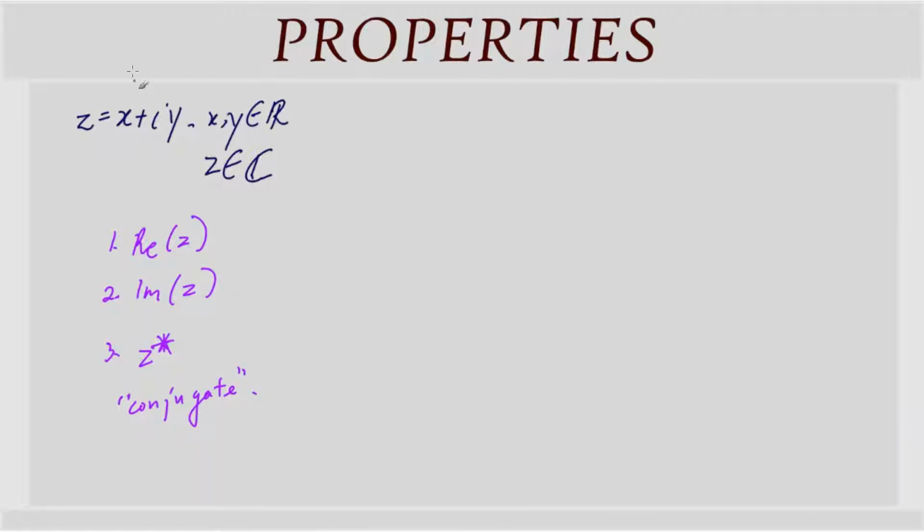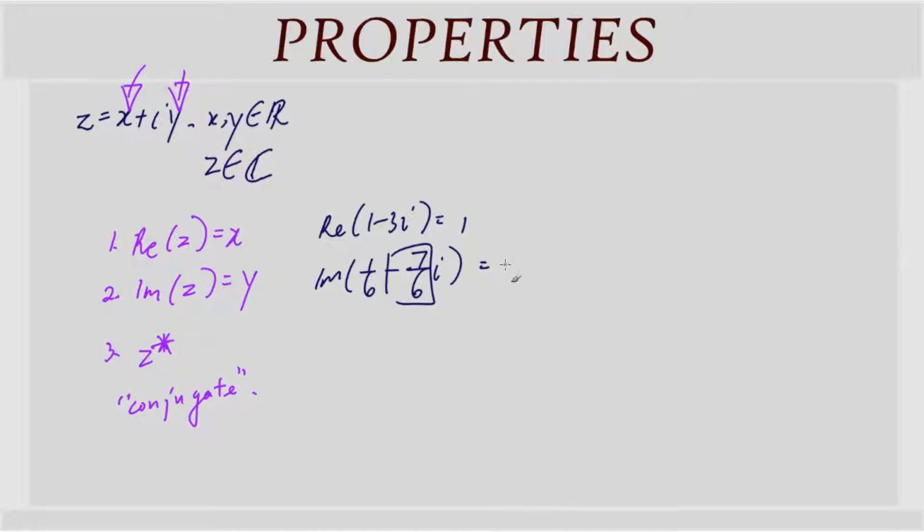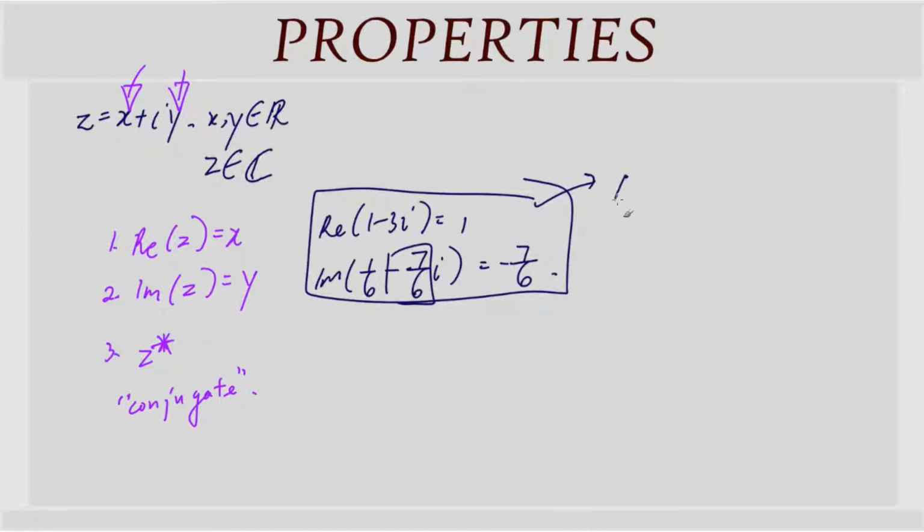Let's start with the real part of z. The real part of z is nothing else but this part over here, so in this case, it's x. For example, if you have the real part of 1 minus 3i, the answer is going to be 1. And the imaginary part of z is equal to y, if you haven't guessed it by now. Let's say we have 1 over 6 minus 7 over 6i. The imaginary component would be this part over here, which is negative 7 over 6. You realize that these are real numbers, they are never complex numbers, so these are all elements of the reals. It's not to be confused with the actual complex number z.